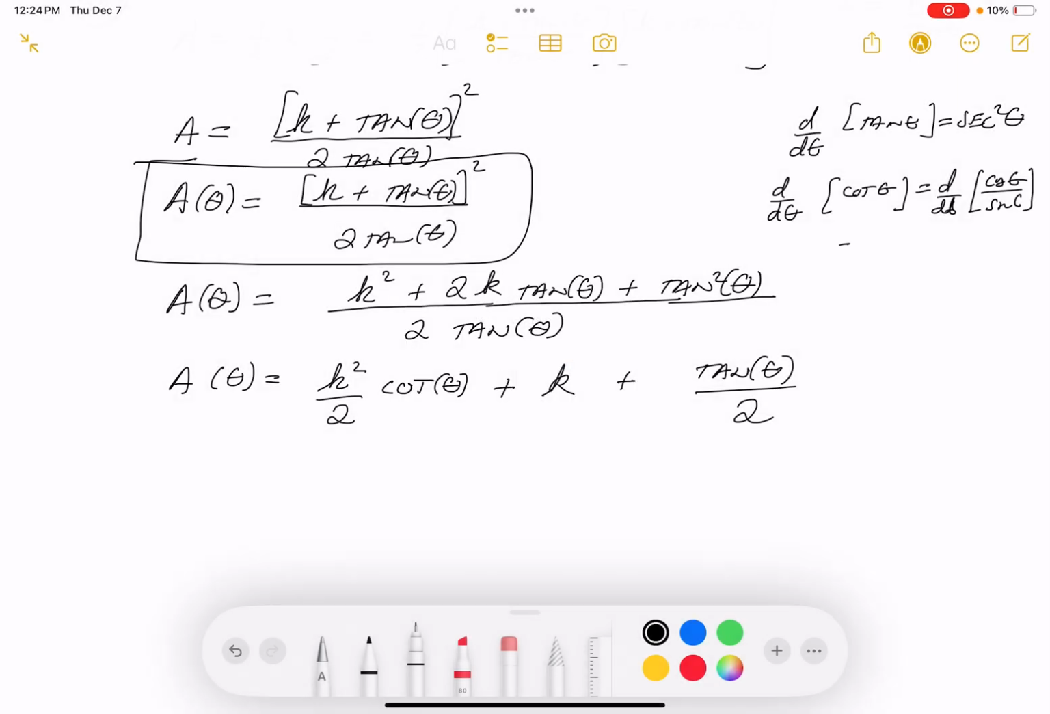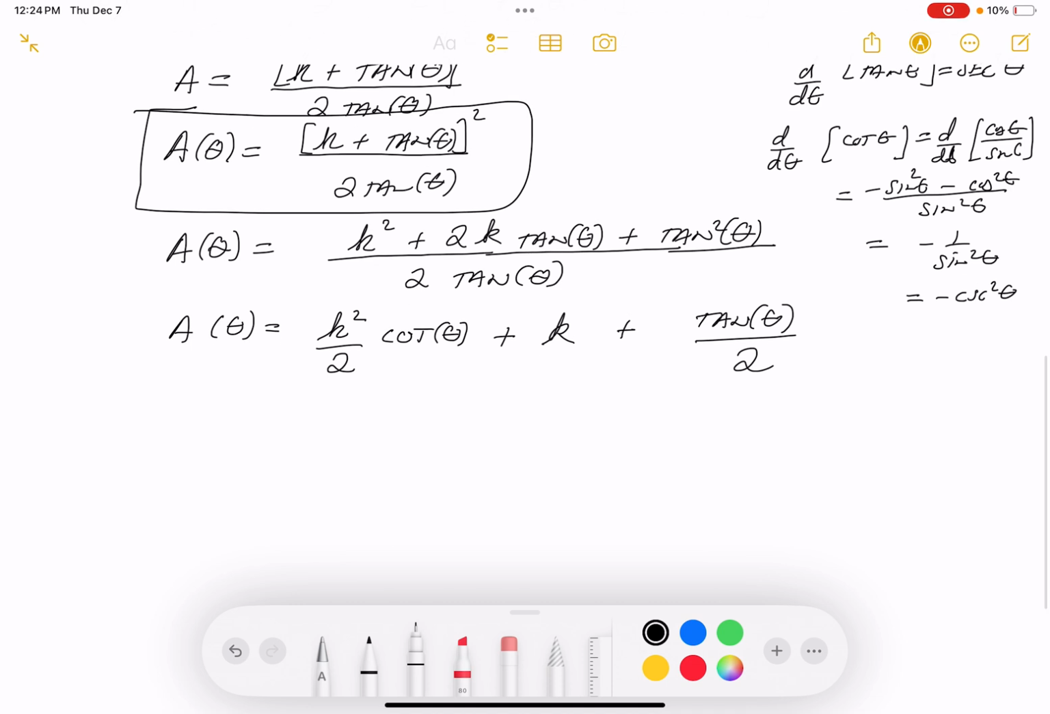So I can take that derivative with the quotient rule. Sine theta times minus sine theta, so minus sine squared, minus cosine theta times cosine theta, which is cosine squared. Someone said, oh, I remember that. It's minus 1 over sine squared, which is minus cosecant squared. I'd say that's pretty easy to come up with.